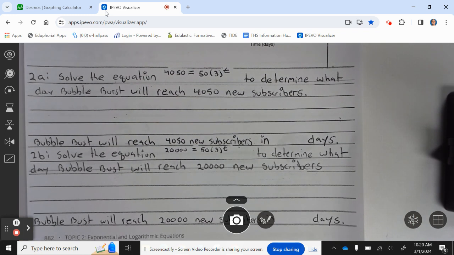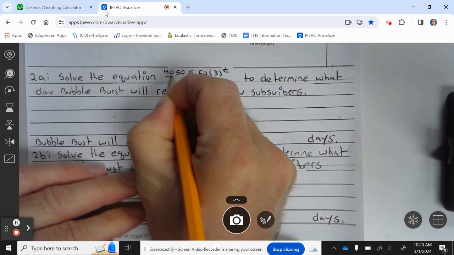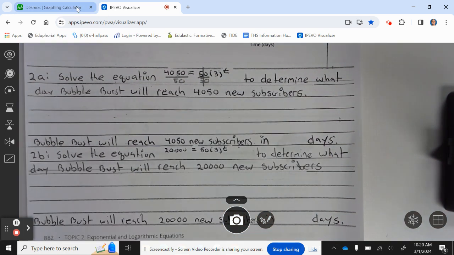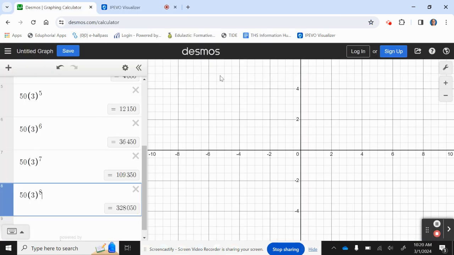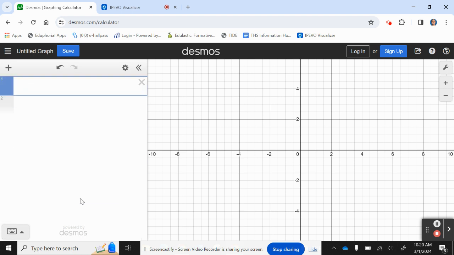2a, solve the equation 4,050 equals 50 times 3 to the t to determine what day Bubble Burst will reach 4,050 new subscribers. So the first step is we're going to divide both sides by 50. This divides and becomes 1. Let's go ahead and get our calculation. So 4,050 divided by 50 is 81.